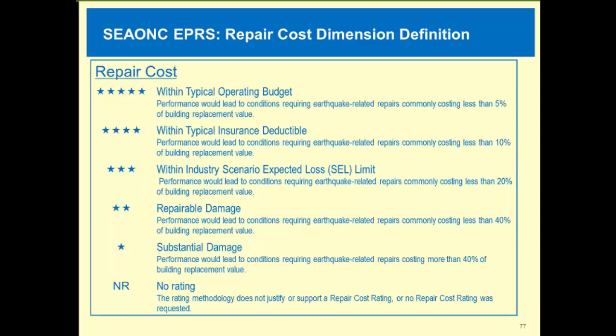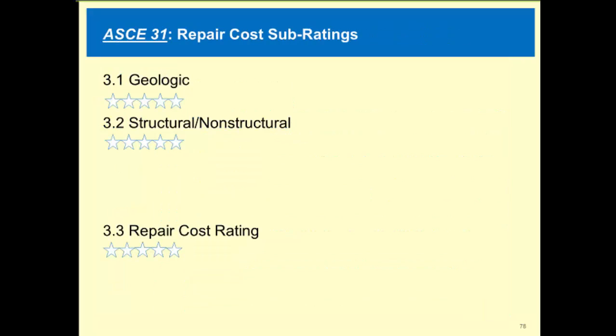The 5-star is incredible if you can demonstrate that you have less than 5% damage relative to replacement value. Even the typical insurance deductible of 10% is pretty tough to get to. 20%, that's usually where the PML number comes in. And then repairable damage was just a line drawn in the sand. I don't know if there was any definite reasoning for 20 versus 50 or 60. I don't recall off the top of my head.